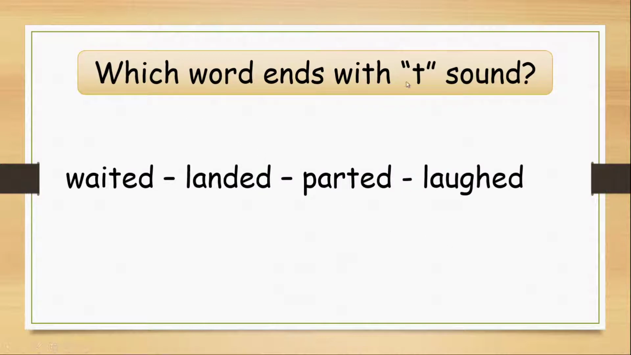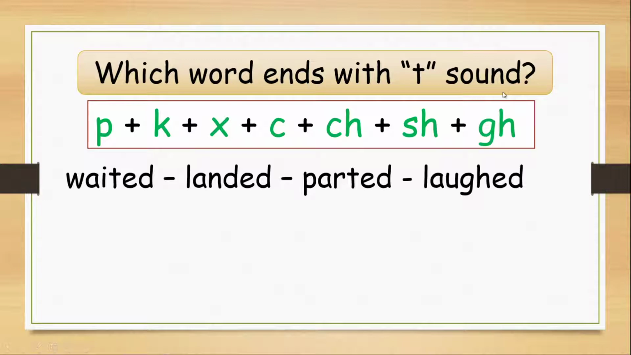Which word ends with a t sound? These are the letters that should come before the ed. Let's start. Waited. Before the ed, we've got t. It's not there. So this is the wrong word. Landed. Before the ed, we've got d. It's not among these letters, so no. Parted. Before the ed, we've got t. It's not among these letters, so no.